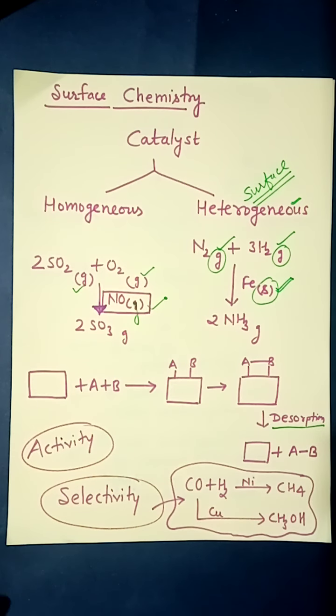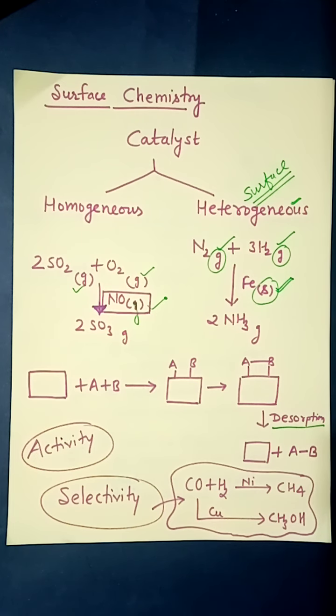Now you may ask, what is the role of desorption in heterogeneous catalytic process? This is a very important question. What role does desorption play in heterogeneous catalytic process? The answer is, due to desorption the product leaves the surface of catalyst and catalyst is available to catalyze next reactant particles. If desorption does not take place, then catalyst will be consumed in the reaction and it will not be available for other reactants.